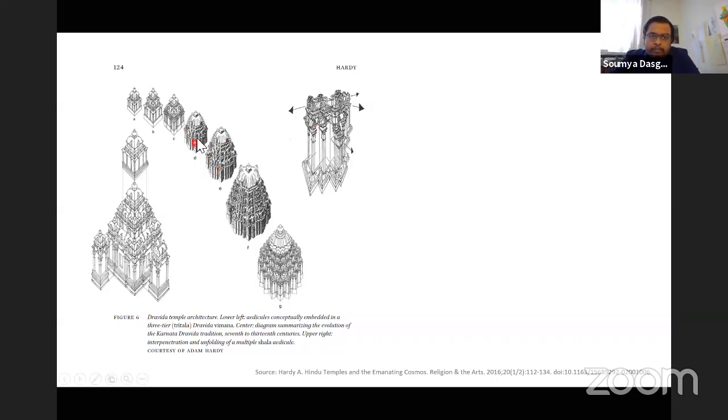And then you have the rotations happening from D onwards, and you see more elaborate facades emerging. Almost here, the platform has started from the square, and as you keep adding more edges to it, rotating it, it becomes almost like a star-like structure, right? So this is the diagram summarizing the evolution of the Karnataka Dravida tradition, 7th to 13th centuries. Upper right, interpretation, unfolding of multiple Shala edicules, right? So that is about mostly the South Indian temple typologies.